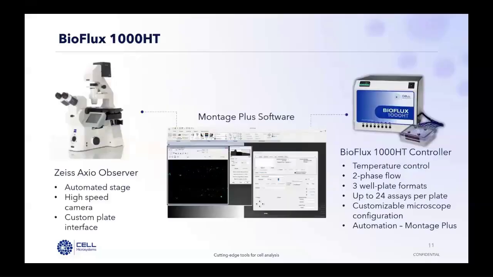The other model we offer is the BioFlux 1000 HT, which includes all the capabilities of the BioFlux 200 Plus, but also has the ability to work with an additional plate format, the 6-well plate. And it comes equipped with a Zeiss AxioObserver inverted microscope and Montage Plus, our image acquisition and analysis software that facilitates the automation of image acquisition and the delivery of shear flow.